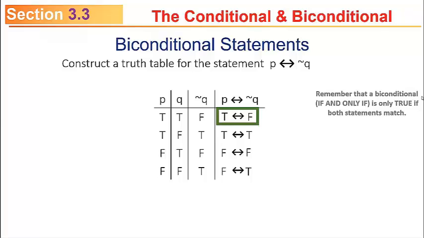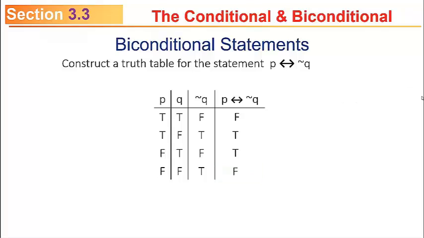True if and only if false is not a match, so that's false. True if and only if true is a match, so it's true. False if and only if false is a match, so that's true. And false if and only if true is not a match, so that's false. And there's your truth table.